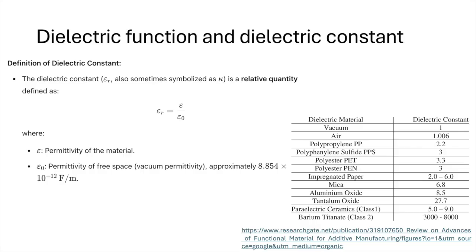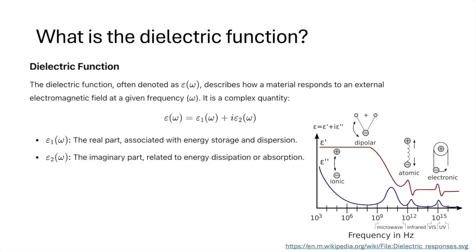So instead of a single number, we have a complex dielectric function written as epsilon omega equals epsilon 1 omega plus i epsilon 2 omega. The real part, epsilon 1, describes how much the material can store energy, how the electric field is screened or slowed down. The imaginary part, epsilon 2, describes how much energy is lost through absorption, excitation, or other dissipation processes. So together, epsilon omega tells us how electrons collectively respond to an oscillation of the electromagnetic field over a wide range of frequencies.